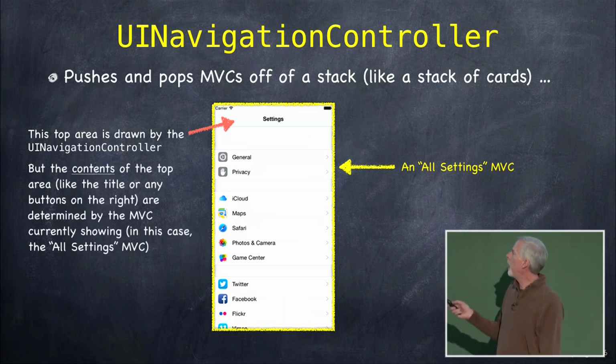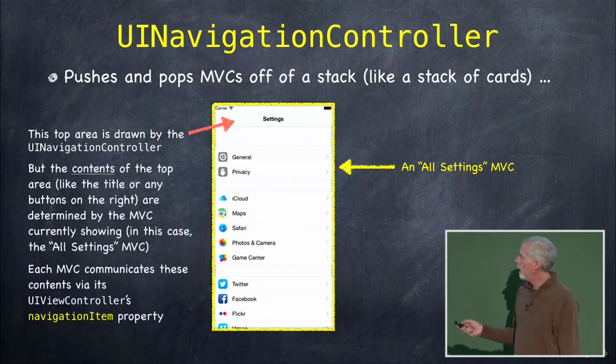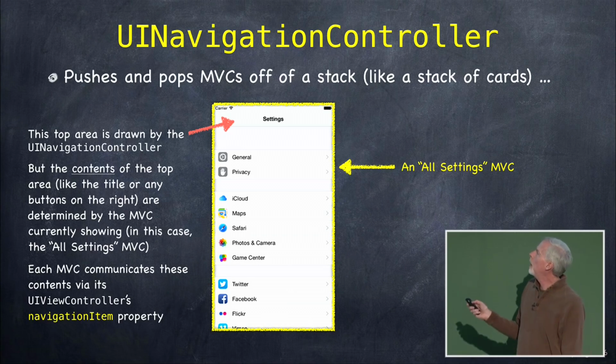This MVC down here has a property on its view controller called navigation item. The navigation item has properties like the title, any buttons that go here, maybe a back button title, those kinds of things. All of that would be in the navigation item of this all settings MVC, not of the navigation controller.